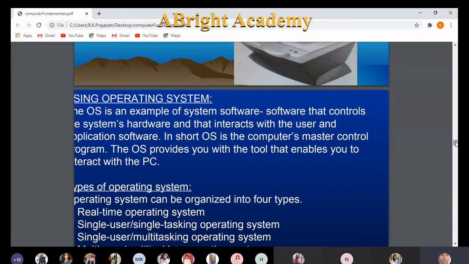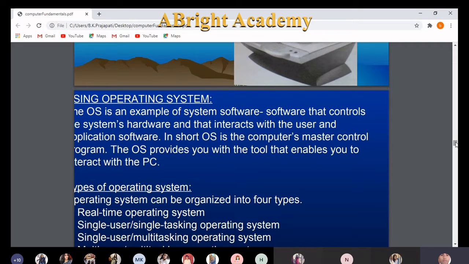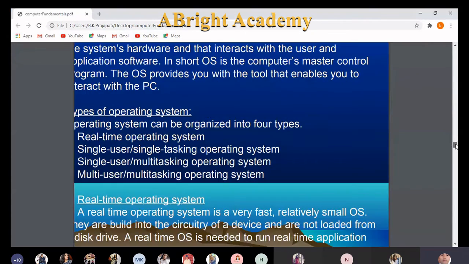Operating system. The operating system is an example of system software that controls the system hardware and interacts with the user and application software. In short, the operating system is the computer's master control program. The operating system provides you with the tools that enable you to interact with the PC.